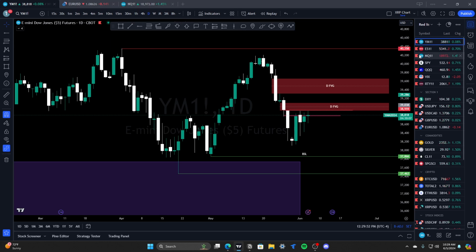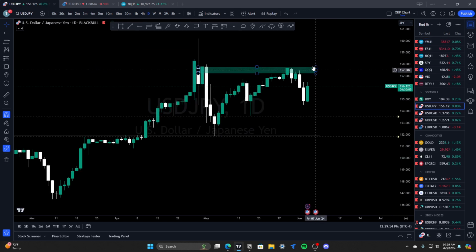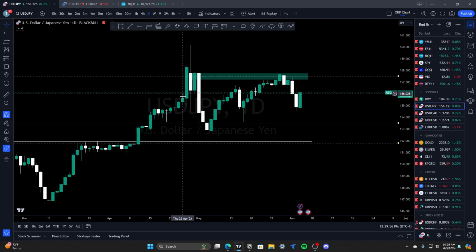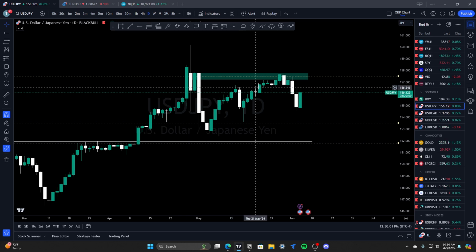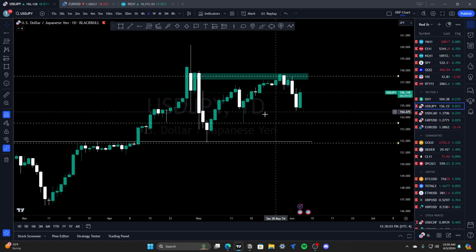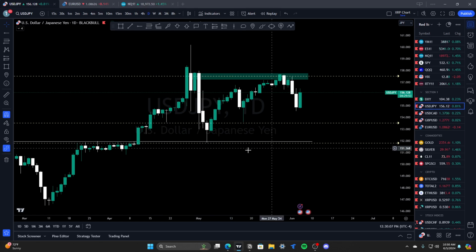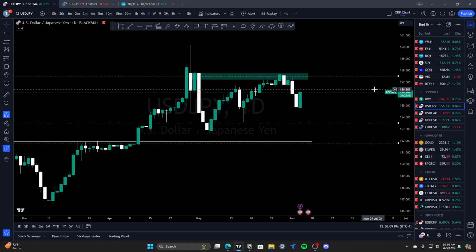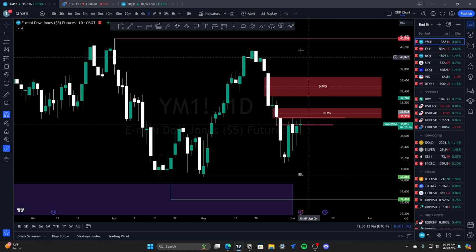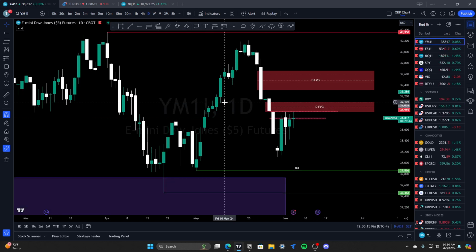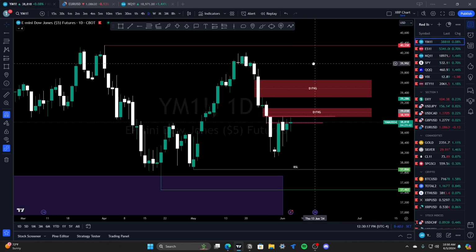The way I came up with this idea was actually observing USD JPY since I've been short, and how I could have executed this trade better, and some of the logic behind the way it's all moving. So let's go ahead and get into the Dow Jones trade. Let's start with the higher time frame.